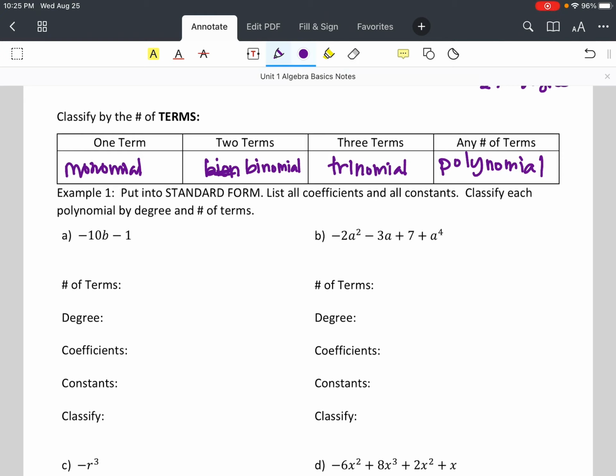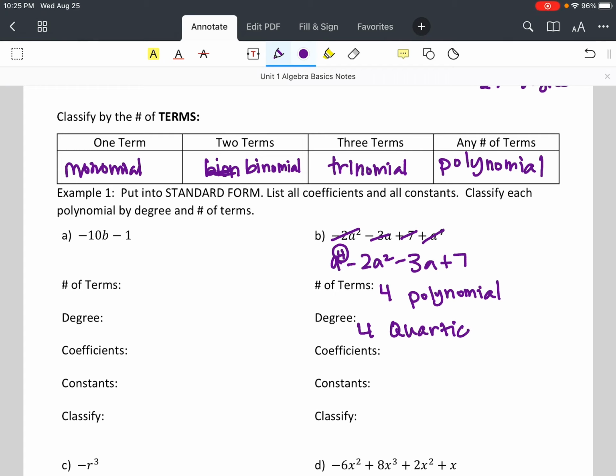Let's use example B and put what we've learned to use. Example B does not have the terms listed in standard form, so we need to do that first. We have a to the 4th minus 2a squared minus 3a plus 7. The number of terms in this expression is 4, so that would be called a polynomial. The degree of this expression is also 4. We could call that a quartic.